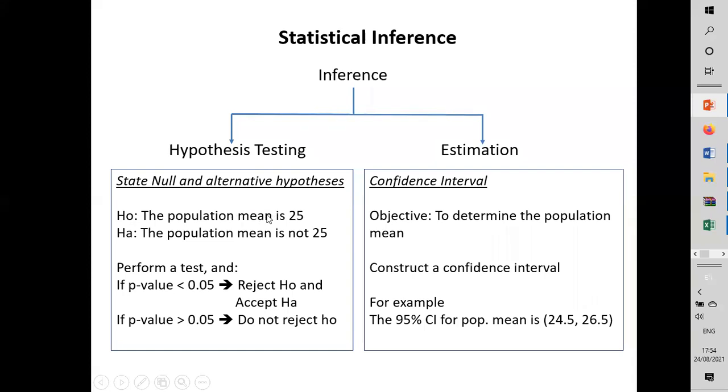Never say accept the null. The null hypothesis is formulated with the intention of rejecting it. Either you reject it or you fail to reject it, that's all, based on the evidence we have. Whereas here, with the confidence interval, the objective is to determine the population mean. So construct an interval. You don't do this manually anymore. One click of a button, SPSS will give you, you just interpret, right?